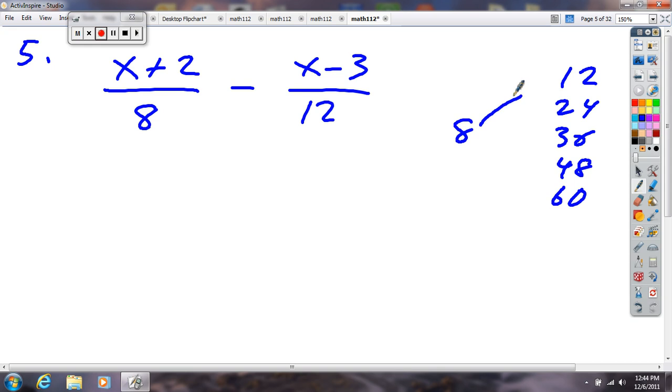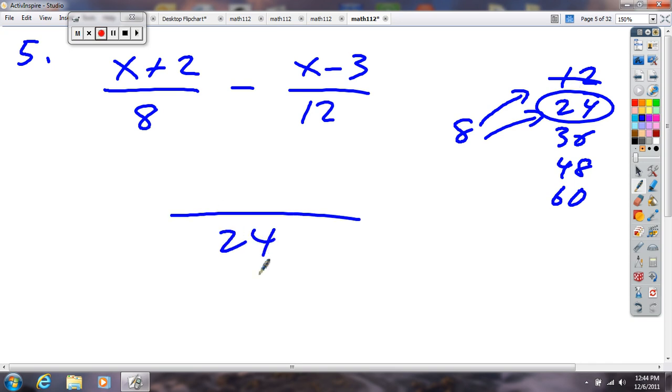Does 8 go into 12? No. Does 8 go into 24? Yes. So 24 is your common denominator. It's the first number that 12 goes into and 8 goes into. Common denominator is 24. Draw a line, put 24 underneath. This is where I'm going to put my answer. Take the 24, the common denominator, and put it out here in front of the binomial, in both of them.